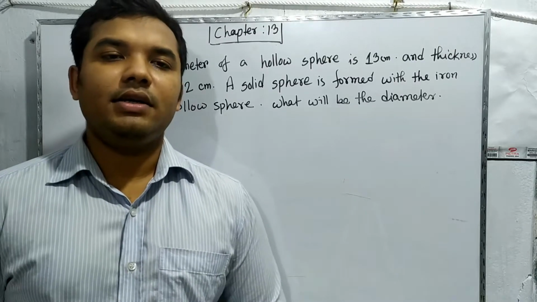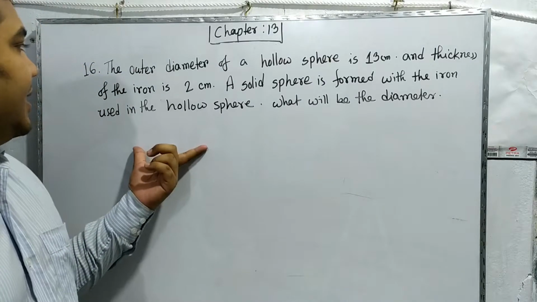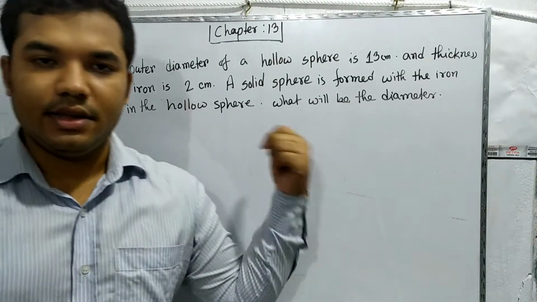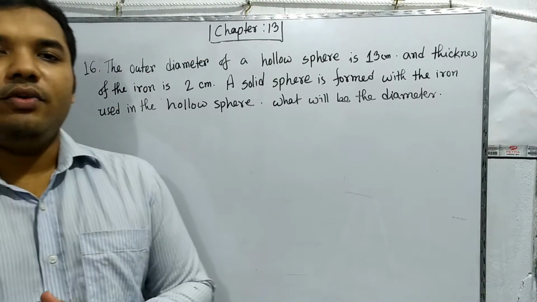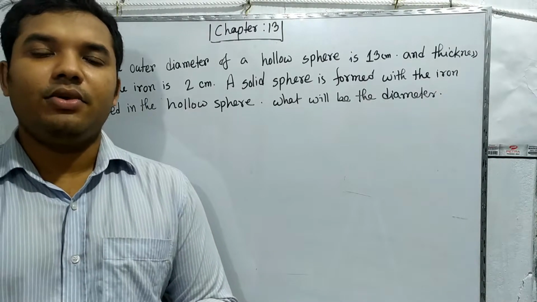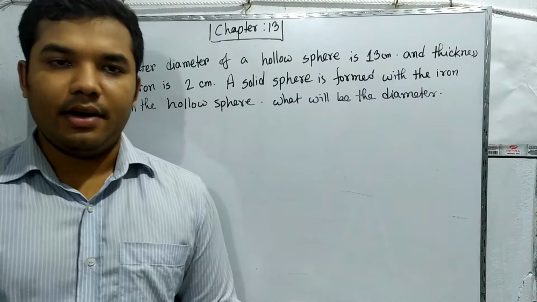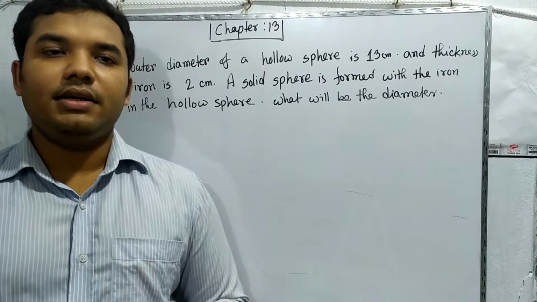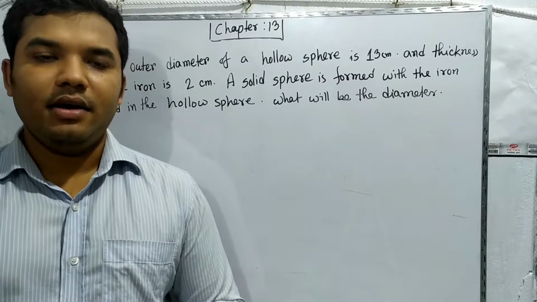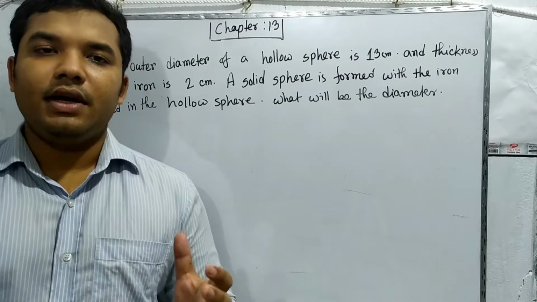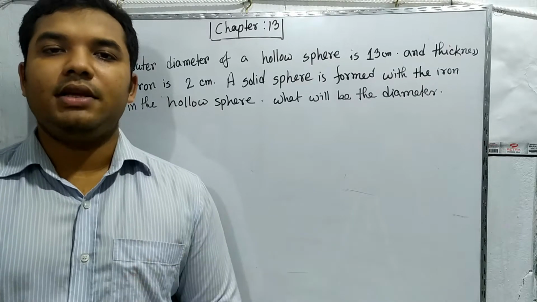Today, we are going to do some maths, and that is number 16. We will start this math, and today we are going to discuss something related to the sphere. So, just look at the formula for this sphere. We know the formula of the volume of a sphere is 4/3 pi r cube.